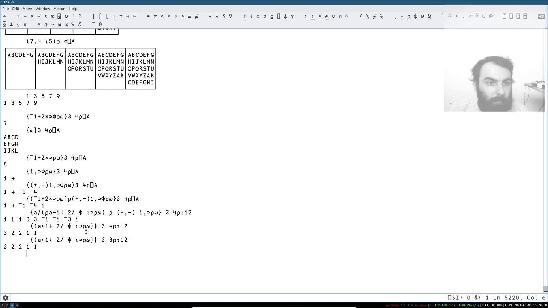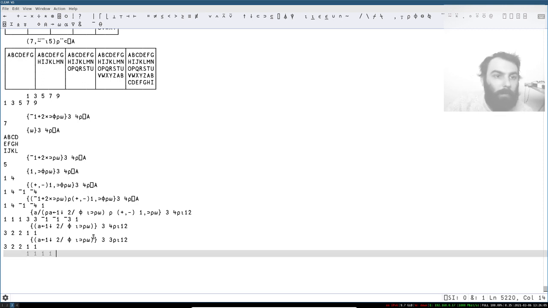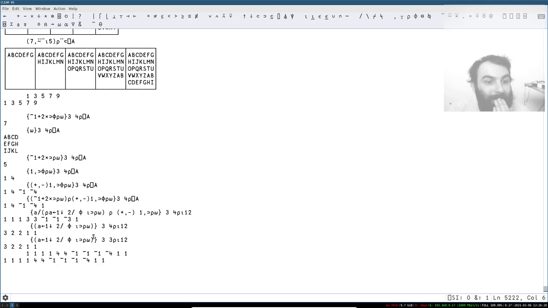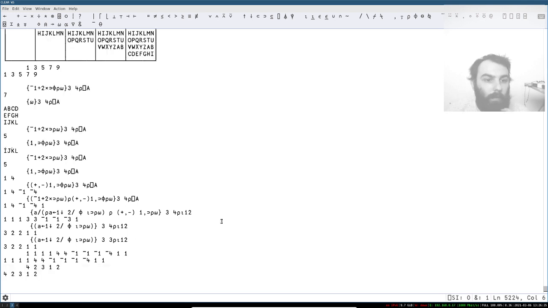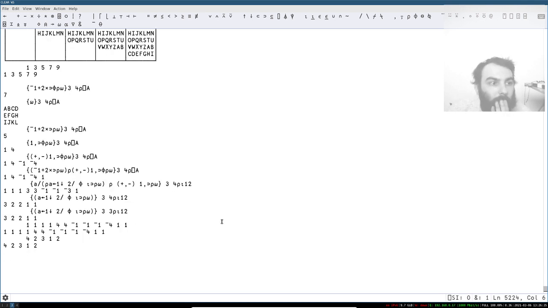So let's look at our 3 by 4 again. We know what we actually want is 1 1 1 1 4 4 neg 1 neg 1 neg 1 neg 1 neg 1 neg 1 neg 4, 1, 1. So that's taking our 1, 4, minus 1, minus 4, 1, and doing 4, 2, 3, 1, 2. Can we get this from the shape?